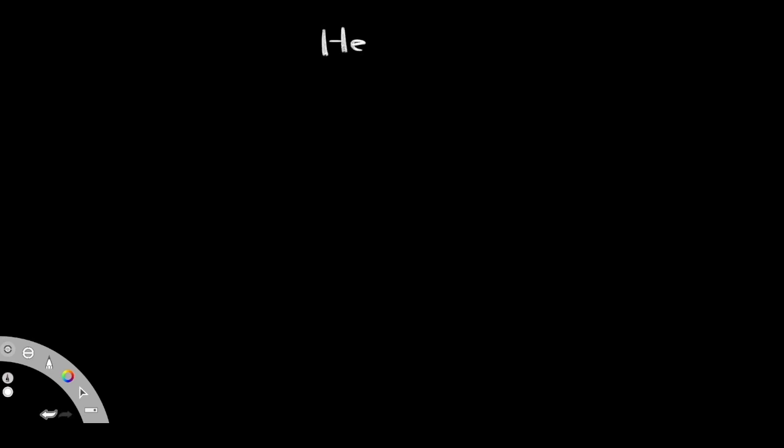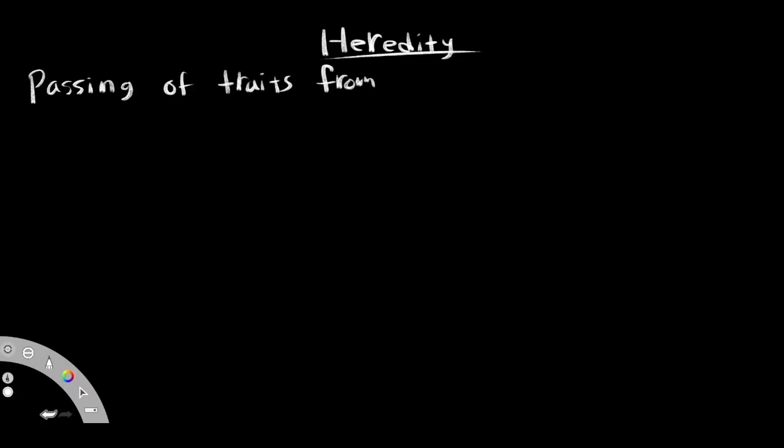Heredity. What is it? It's the passing of traits from parents to offspring. From parent to offspring. Now, it's important to note that all organisms use cell division to grow and reproduce.